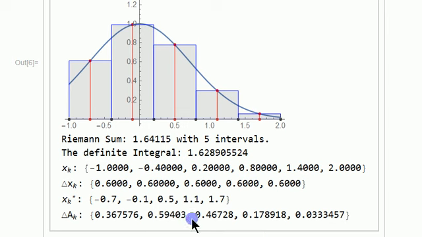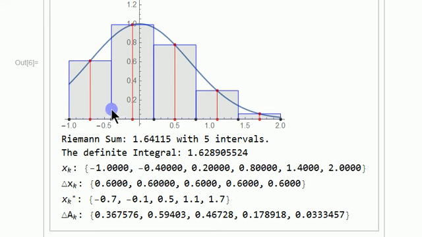For example, if you look at the third interval, the midpoint down here, it is saying that it is 0.5. If you look over here in the fourth interval, it is 1.1. So we use this midpoint, like we mentioned before, to determine the height of the rectangle. What is down there, delta A_k, is the area of each of the rectangles.